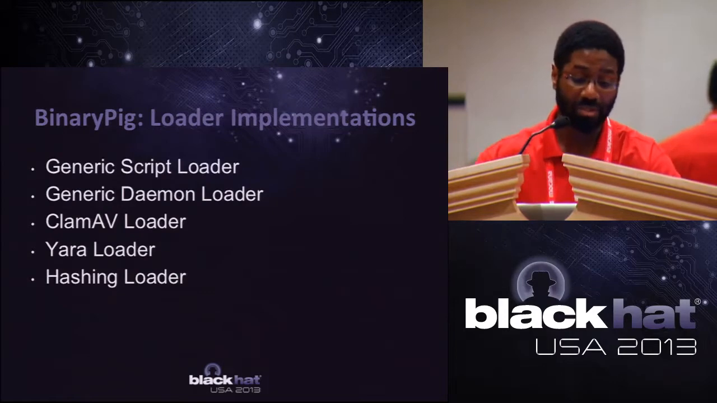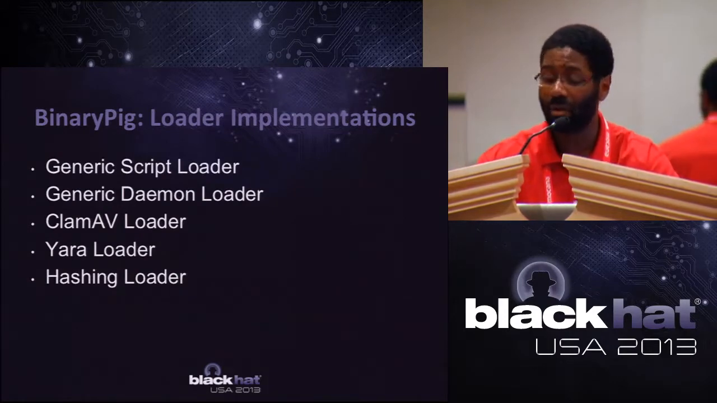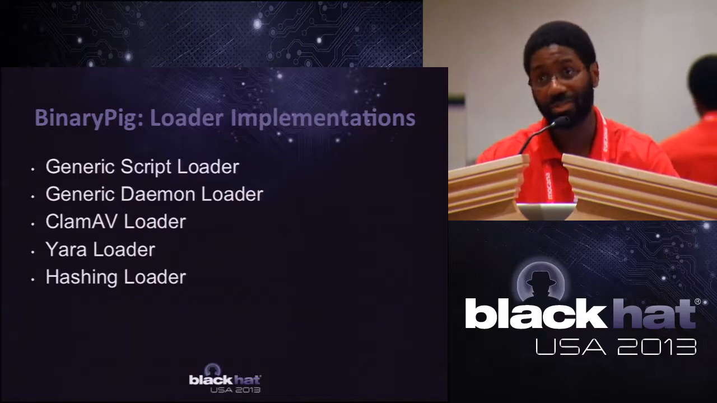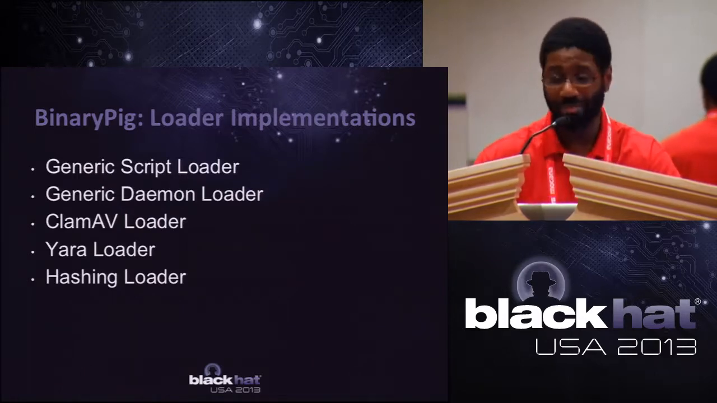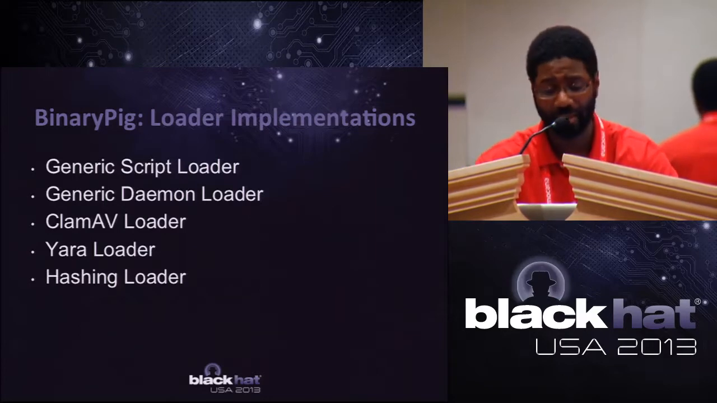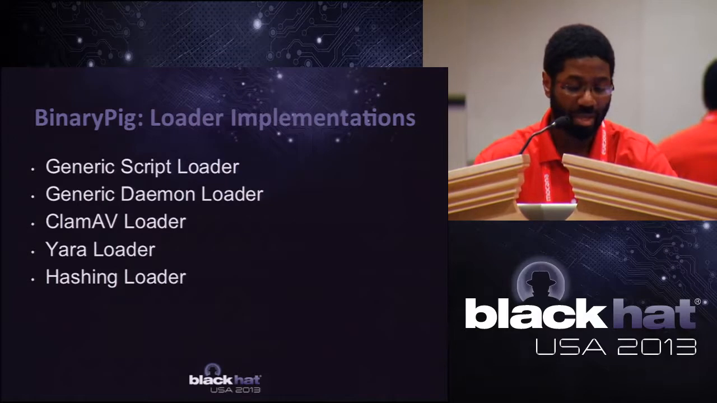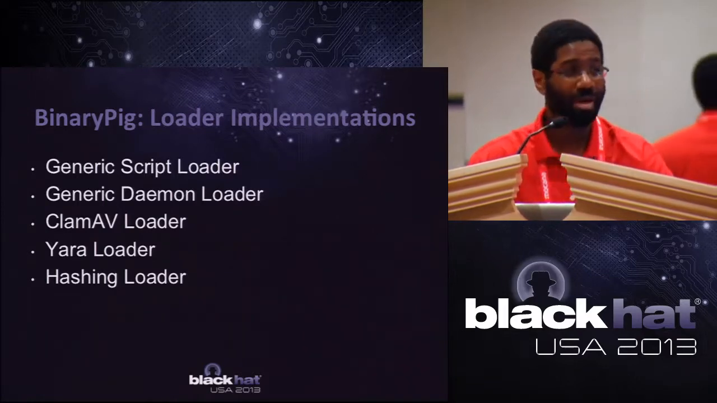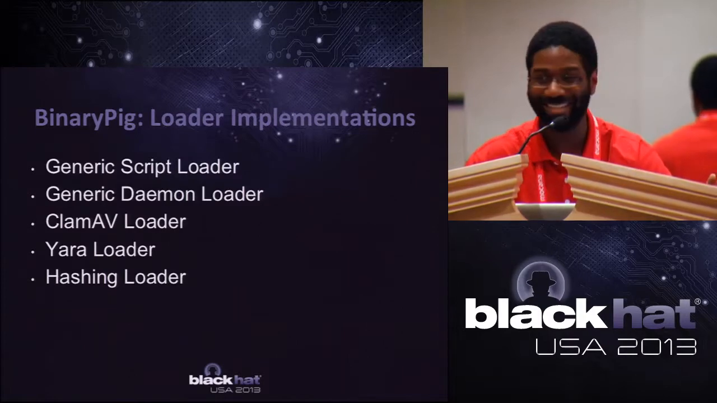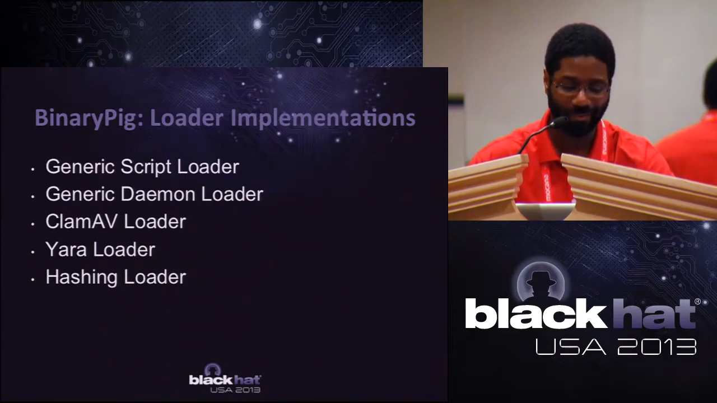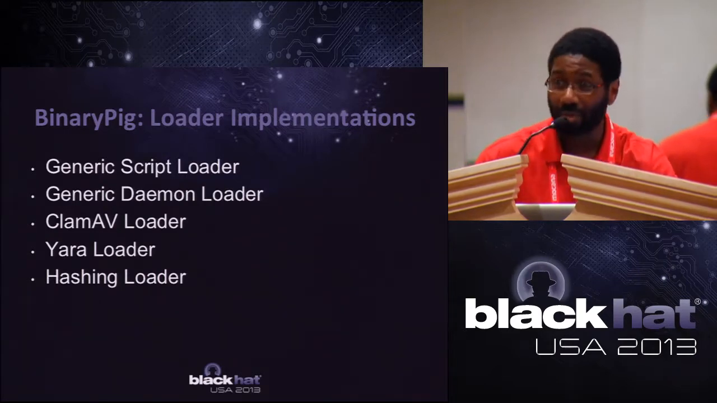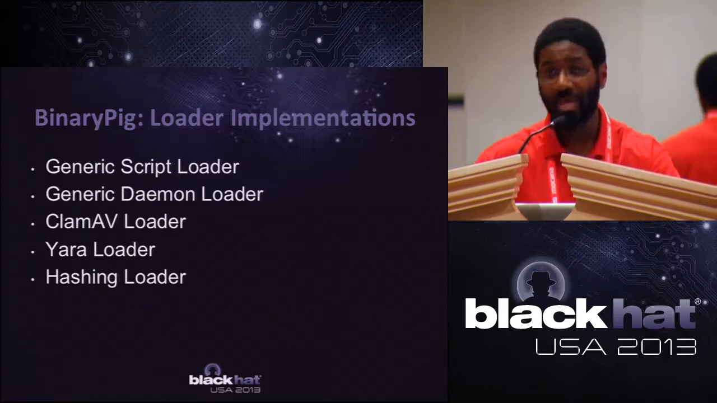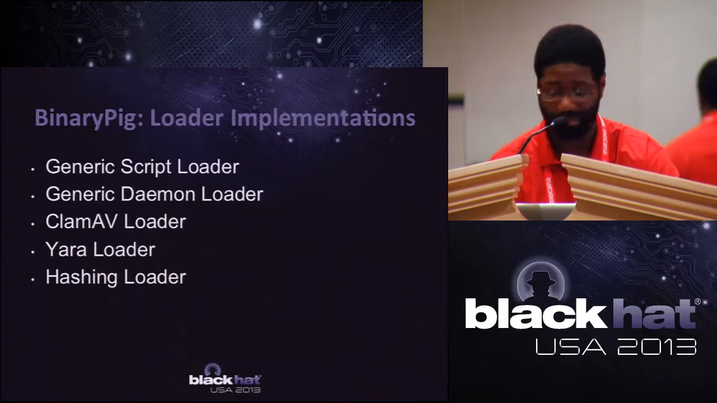So this is a list of all of the loaders we have in BinaryPig right now. There's a generic script loader we'll look at. It's just a regular script like you would run, a simple bash script or Python or whatever you like. The daemon loader we just discussed. And then we have three implementations: ClamAV, Yara, and PE hashing. To emphasize on ClamAV, we're not endorsing ClamAV in any way, but it's free and open source. We presume that anyone using our framework can get access to it. If you just want to set it up locally and run it, everybody should be able to get Clam. So that's why we use it.